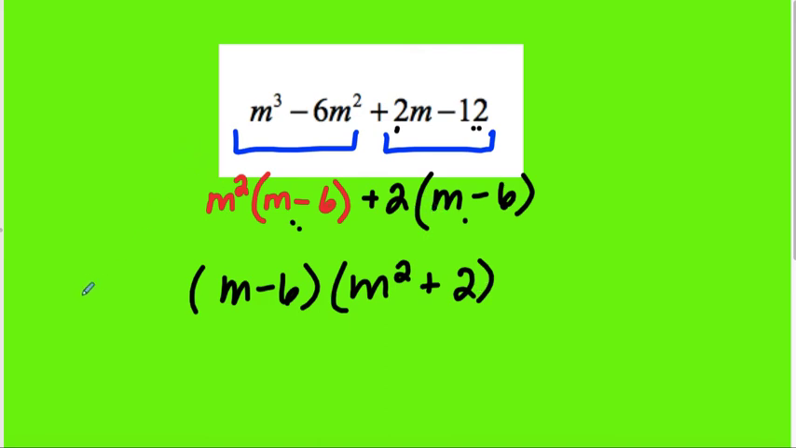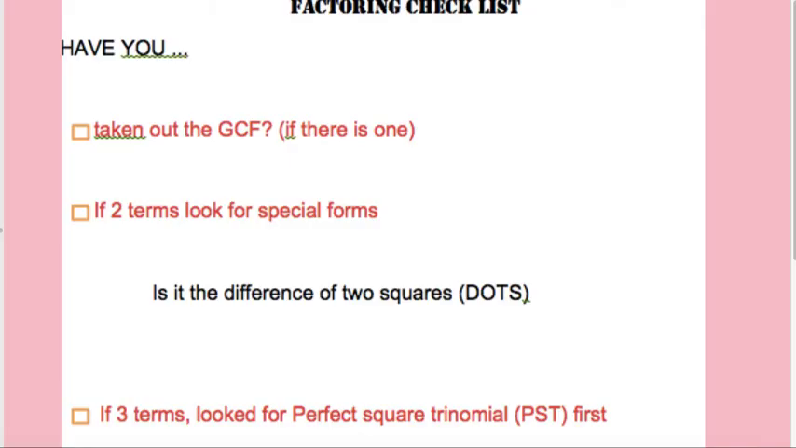Now, we did a bunch of them in class, and you guys are doing really well with them, but I want to remind you of our checklist. Up to this point, you're going to have to feel comfortable with all of this, and if you don't, it's time to get in for extra help. We go through a process, our factoring checklist. Look, have we taken out a GCF, greatest common factor, if there is one?